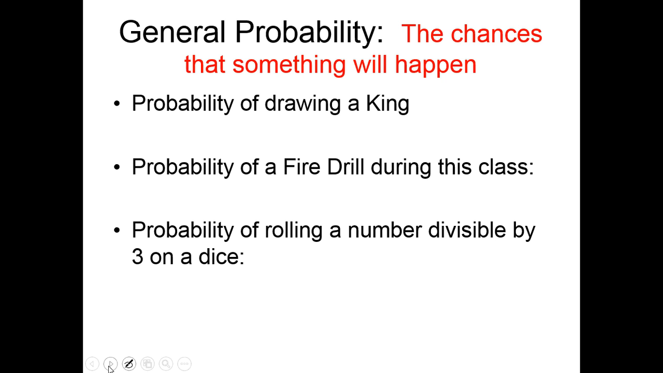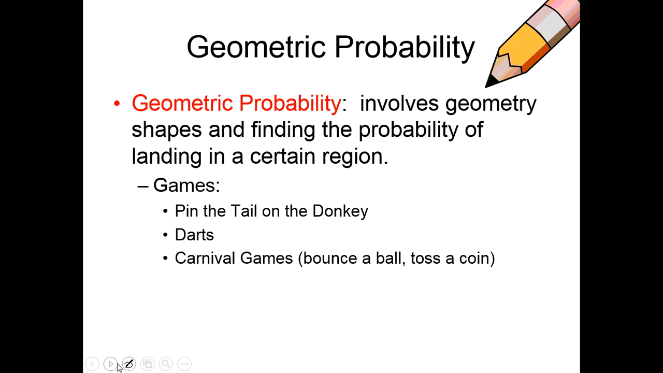This idea of probability is a huge one, and now this ties into geometry when we talk about geometric probability. We're talking about geometric shapes and finding the probability of landing in a certain region. Oftentimes, many games rely on this as their fundamental principle. Pin the tail on the donkey. Carnival games where you have to toss a ball into a little jar, or toss a coin over there, or put a ring on a bottle to win that prize. All of those deal with geometric probability.